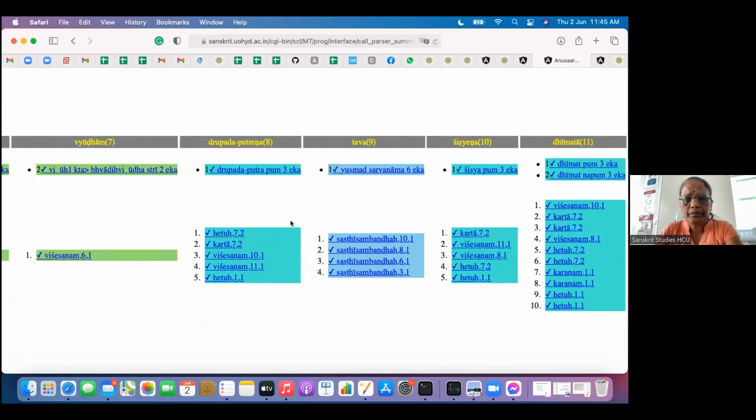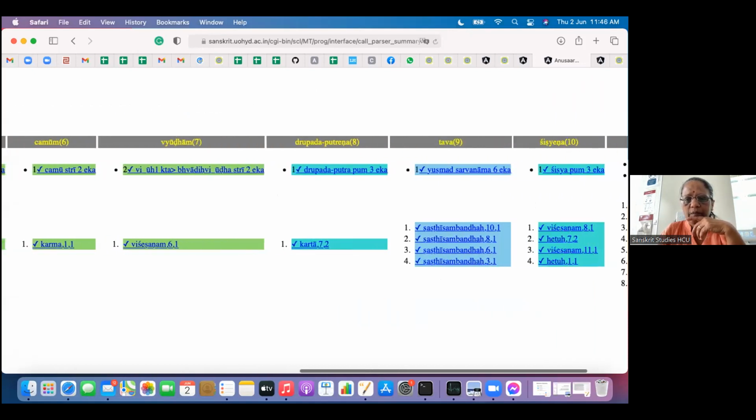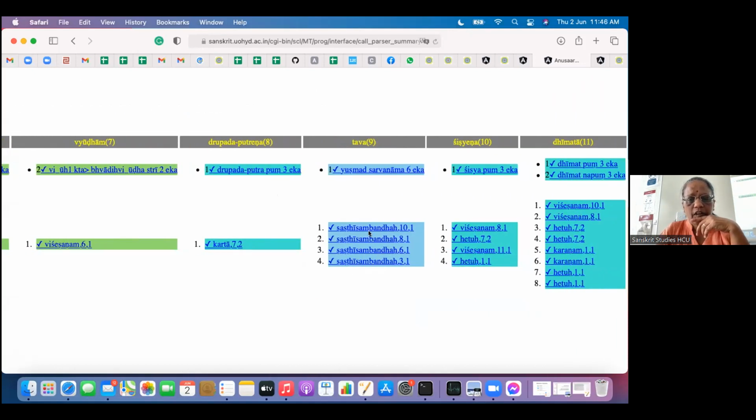And now we have Drupada Putrena. See, this Drupada Putrena Vyudham. This is arranged by the Drupada Putra. So Drupada Putra is the Karta, agent for this activity of arrangement. Tava is the genitive. Tava Shishya, your disciple. So I select this.